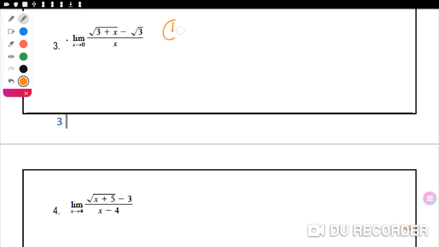But before I decide which technique I use, what is the first step? Substitute, because maybe I'll get a number. In this case, I don't need any of these techniques. Here, by replacing in the numerator, it will be square root 3 plus 0, it will be 3 minus square root 3 over 0. Okay, it will be 0 over 0. In this case, undetermined, sorry.